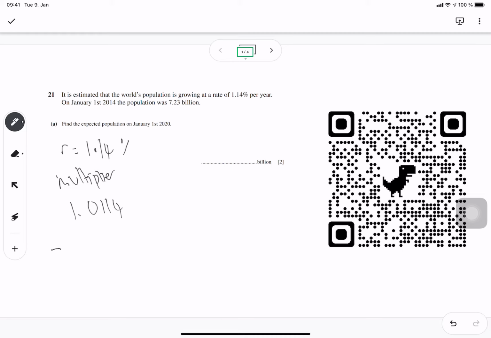So we start with 7.23 billion. I don't need to put billion in, I can put it at the end. And I'm going to multiply that by the multiplier. And in between 2014 and 2020 is 6 years. So that's the calculation you're going to do. Gives you an answer of 7.7388 billion.